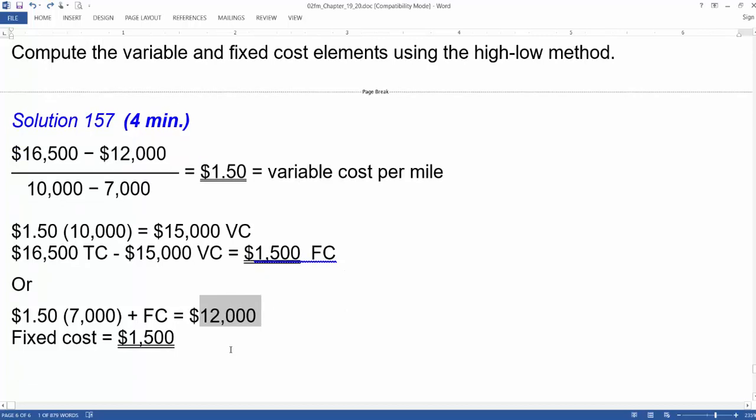So we've used the high-low method to come up with the expected dollar amount of our mixed costs, which consist of fixed and variable portions.